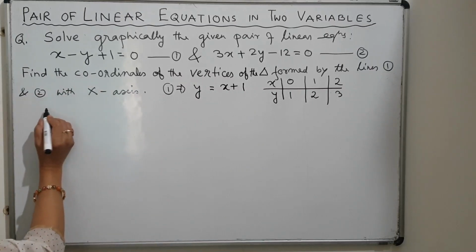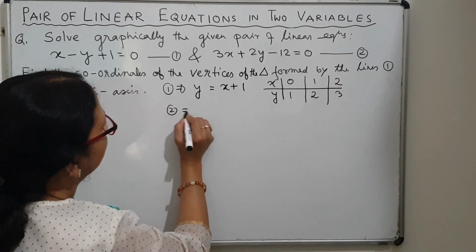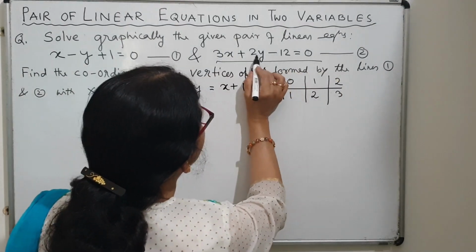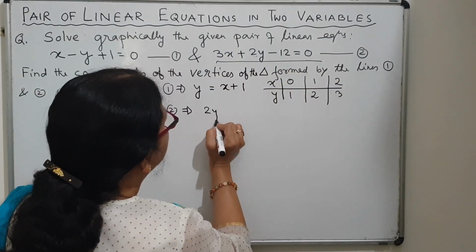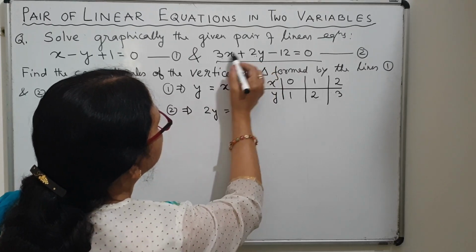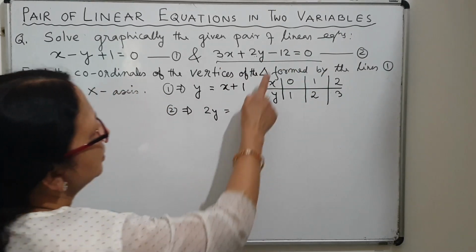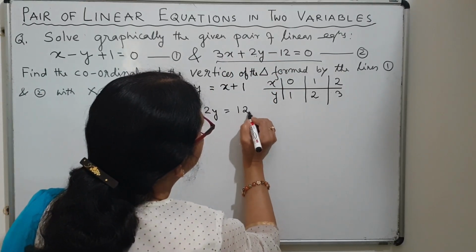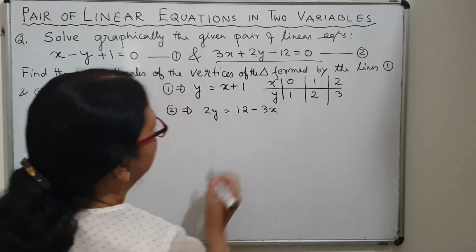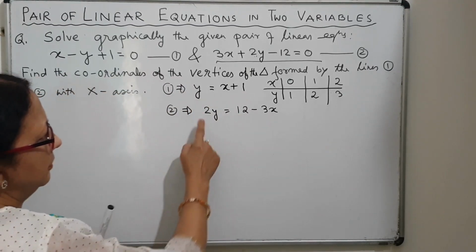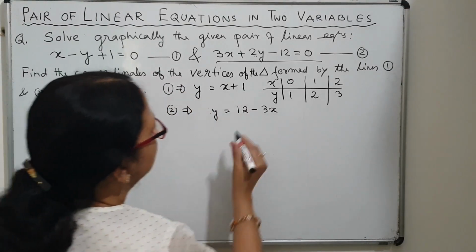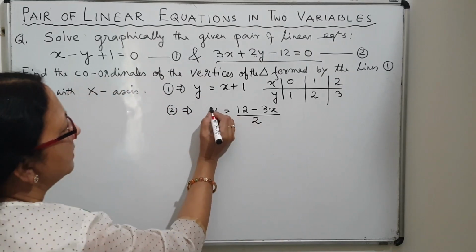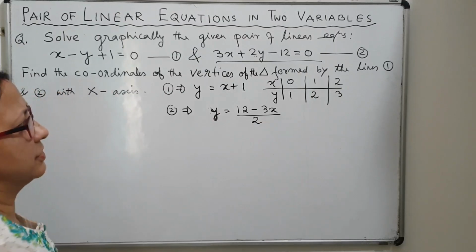Now for the second line. So what is 2y? These two will go to the other side, so this will become plus, this will become minus. So 2y is equal to 12 minus 3x. Or y will be, if I divide by 2, this will be your y. Okay, I have expressed y in terms of x.